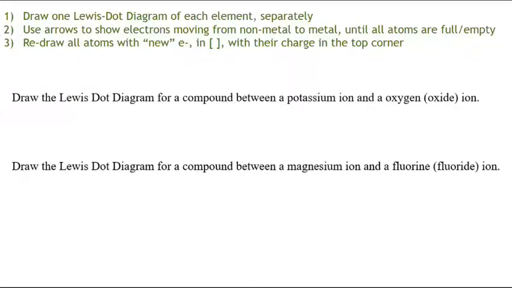Let's start with our elements. So we've got K for potassium and O for oxygen, and K is in that first column, so it gets 1 dot, and oxygen gets 6. So we've drawn our Lewis dot diagrams, and now let's start with some arrows. I can move my 1 dot from potassium over into that empty spot right next to it on the oxygen, but we're not quite done because oxygen still has another empty spot over here.